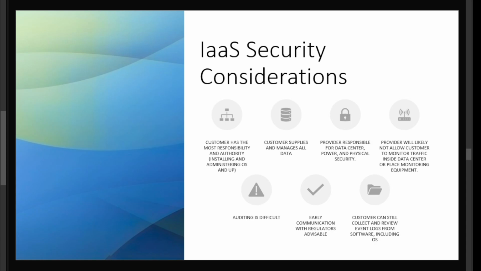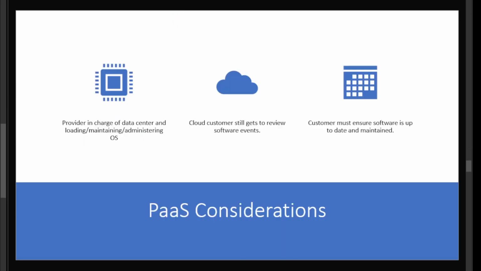Customer can still collect and review event logs from software, including OS. Yes, indeed, in the IaaS, they control everything from OS up. So all of those logs are theirs. However, they can't get logs from the hypervisor. So the hypervisor is the cloud's, and they will have those logs, and they won't release those logs usually.